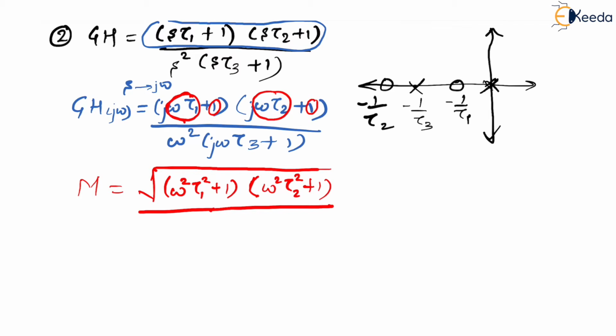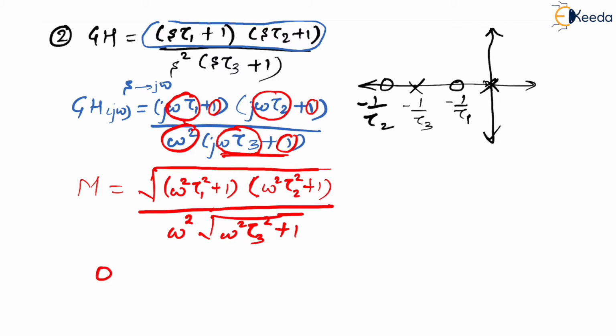Denominator is going to be what? What is the magnitude of omega squared? Omega squared only. So that is going to be omega squared. It will remain as it is, right? Multiplied by under root of, because this term is complex, right? So it becomes under root of real part squared plus imaginary part squared. So this is omega tau 3 the whole squared plus 1. So it becomes omega squared tau 3 squared plus 1. This is nothing but the magnitude.